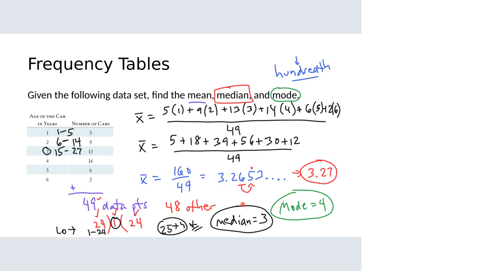Finding the median from a frequency table can be a little challenging. Let me know if you have any questions before I go forward. Awesome. Very good.